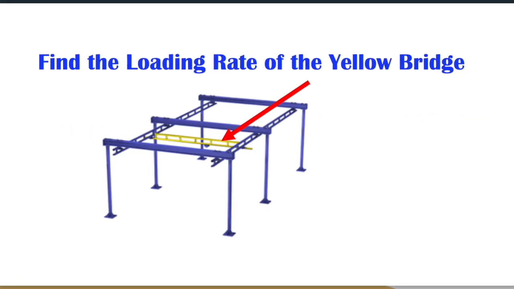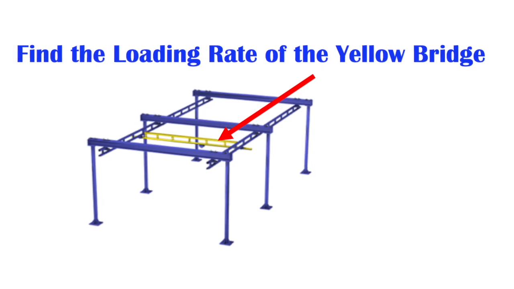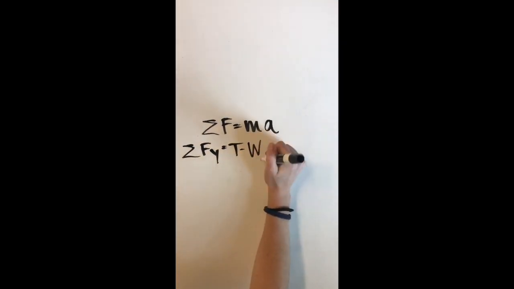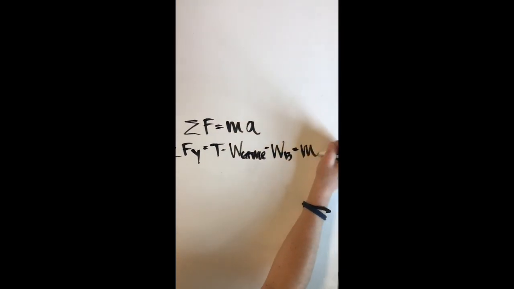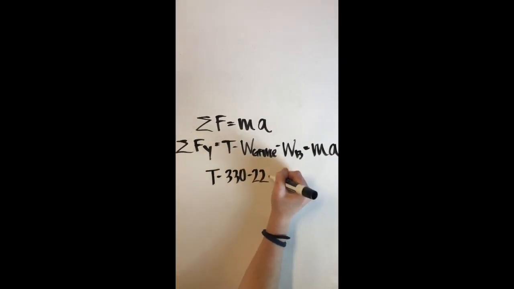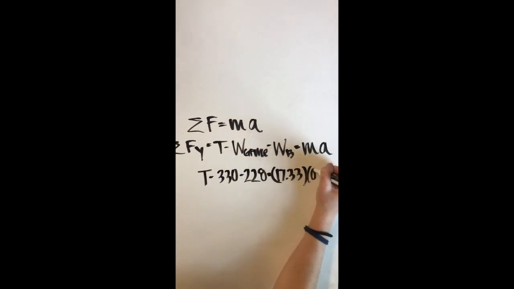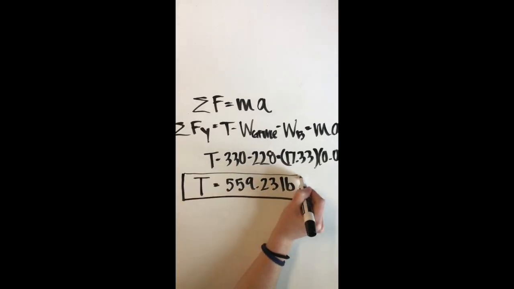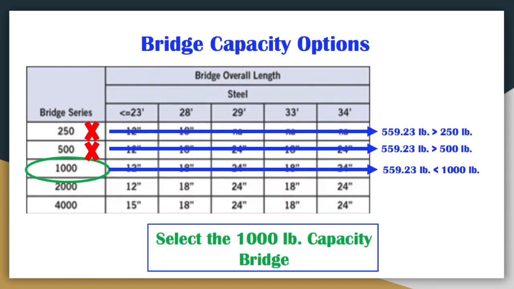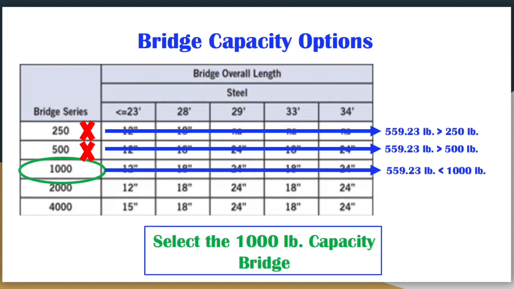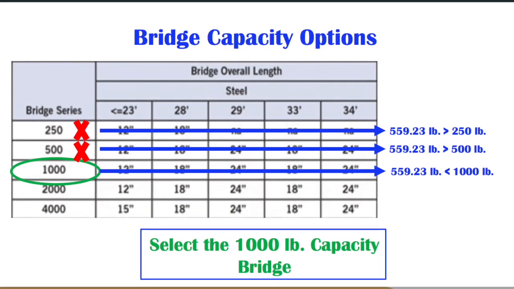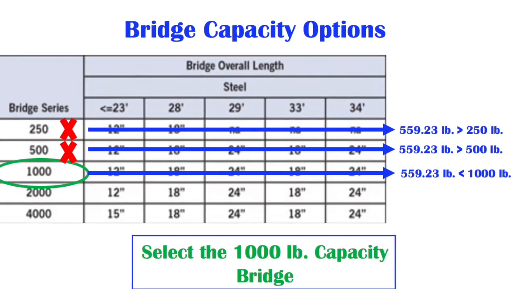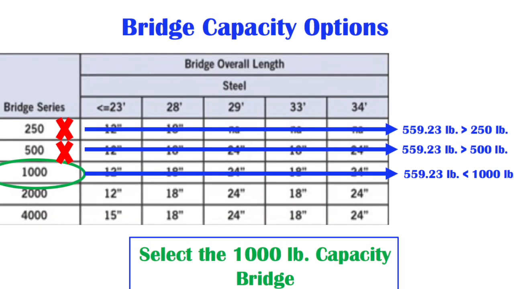Now, we will find the loading rate of the yellow bridge, which is displayed in this picture. In order to find the load rating for the yellow bridge, you can sum the forces in the y direction, and it should be equal to the tension minus the weight of the G-Force minus the weight of the bridge, all equal to the mass times the acceleration of the load. Because the bridge must support a tension force of at least 559.23 pounds, we ruled out the 250 and 500 bridge series and selected the 1,000-pound capacity bridge.